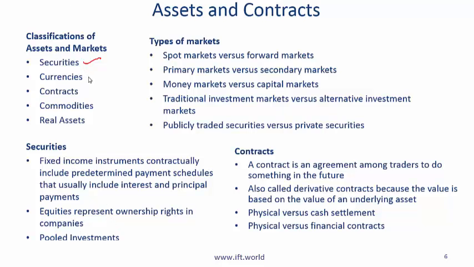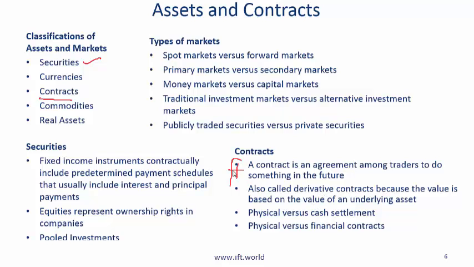People also trade in currencies. When we say contracts, we are talking about derivatives, and that's shown over here. A contract is an agreement among traders to do something in the future. So you can have a forward contract or futures contracts or options. These are also called derivatives because they derive their value based on an underlying asset. These contracts can be cash delivery or they can be settled physically.